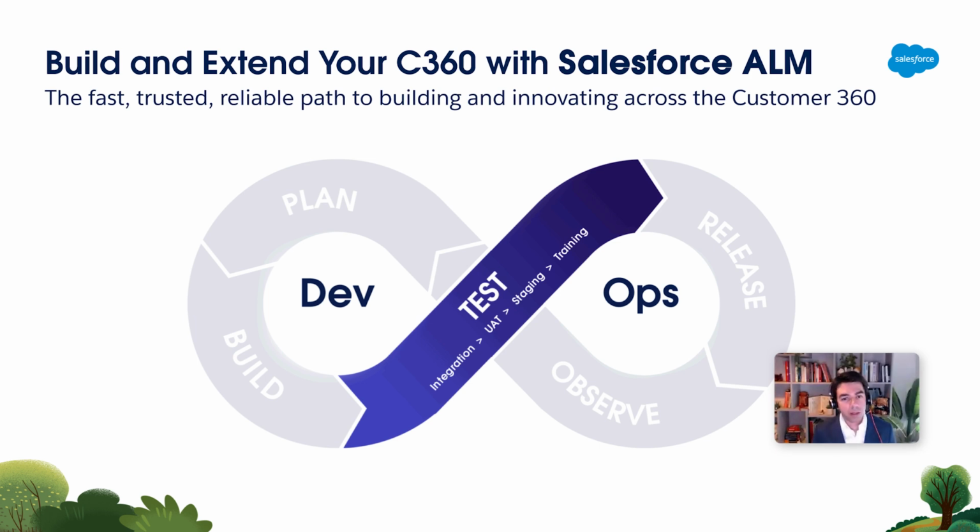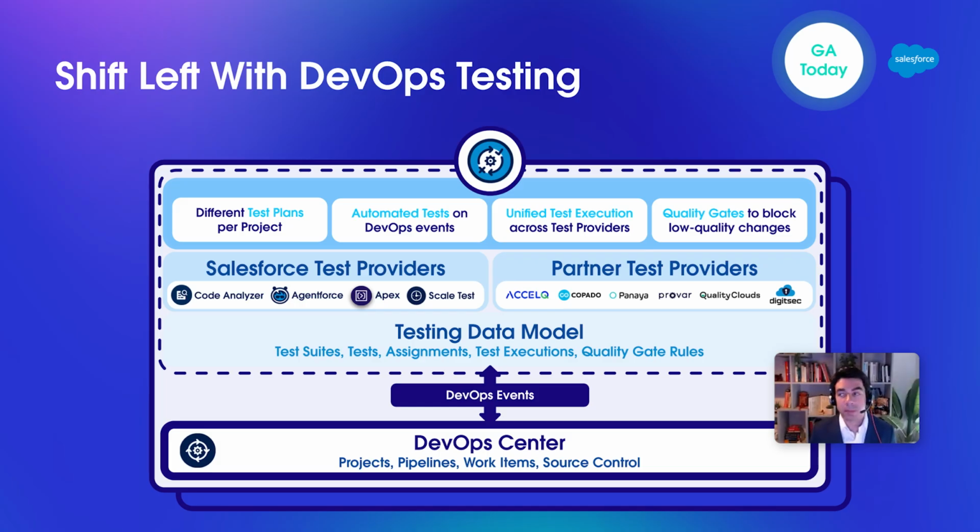Now let me dive a little bit more deeply into this kind of testing area, because this is also another part where we've been investing quite a lot. I talked about DevOps Center. DevOps Center has these concepts of projects where people are coming together to deliver some new feature or new product and so on. This concept of pipelines in multiple environments, work items, which are effectively the changes that flow through the pipeline, and of course the connection to source control.